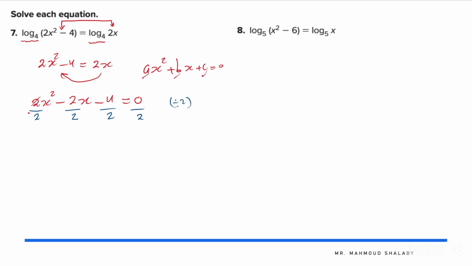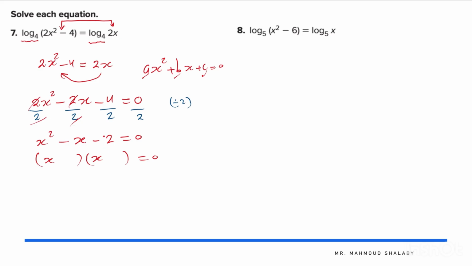So what will happen here, 2 will be cancelled, so we have x to the power of 2 only. 2 will be cancelled, so we have negative x. Negative 4 over 2 is a negative 2, and 0 divided by 2 is 0. Now you can put it on the calculator, a, b and c. So it's 1, negative 1 and negative 2. It will give you two solutions. Don't forget you change the numbers on the calculator before you put it here, or to be honest, I prefer that you are not using a calculator at all and solve it manually.